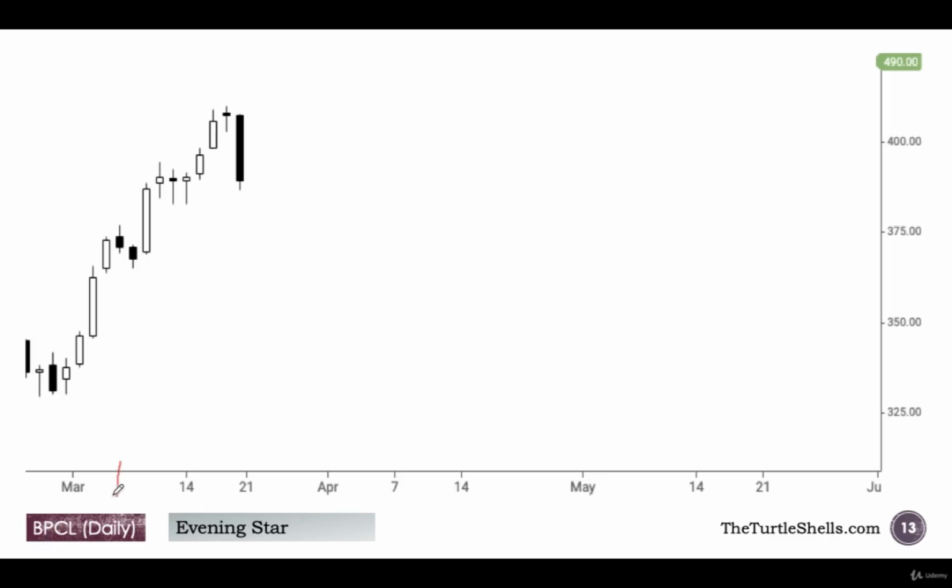So this is a daily chart of BPCL, a very steep uptrend, and you have an evening star here. Is that a classic evening star? No, because the second and the third candles are touching each other. So if I draw a resistance line here, I keep my stop loss somewhere above this. That's the close of the black candle is our entry point.